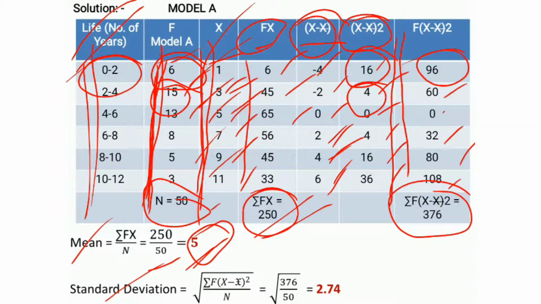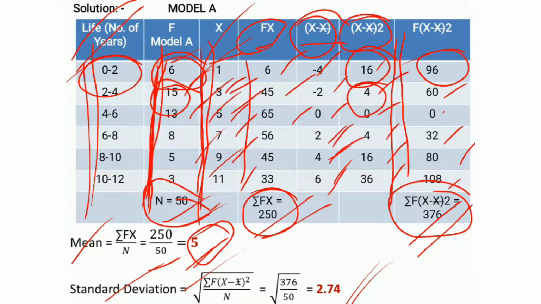After finding that, just apply this value in the formula. The formula states the square root of summation f into x minus x mean whole square divided by n. I've used a simple formula for calculating standard deviation. So this is the square root of 376 divided by n, again 50, and taking the square root you will get 2.74. I hope you understood this concept.